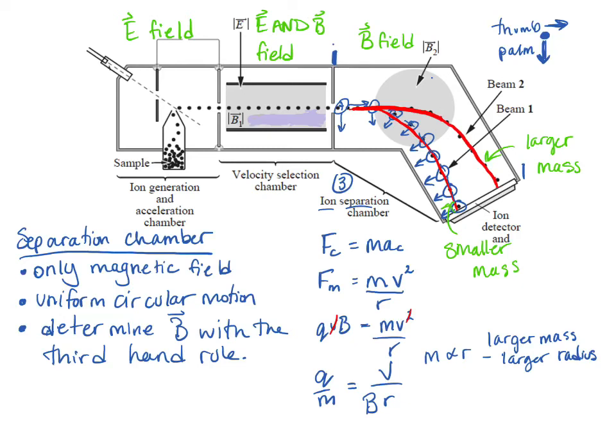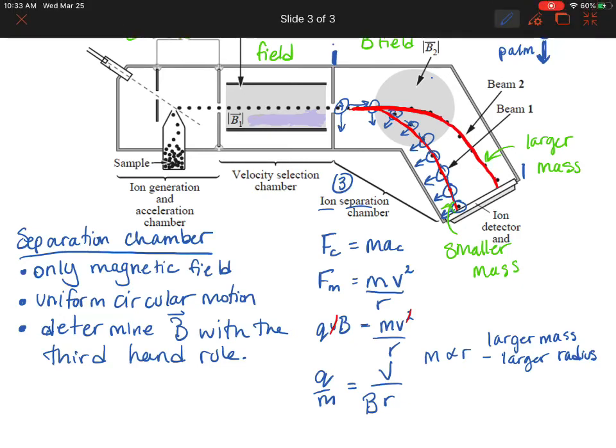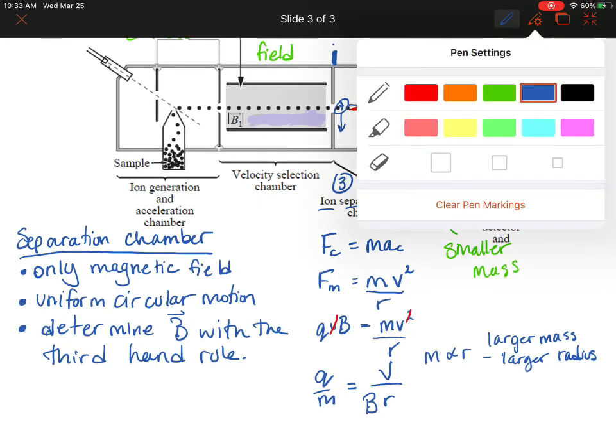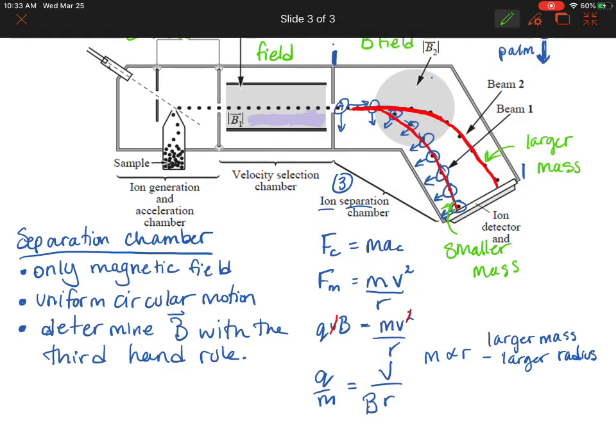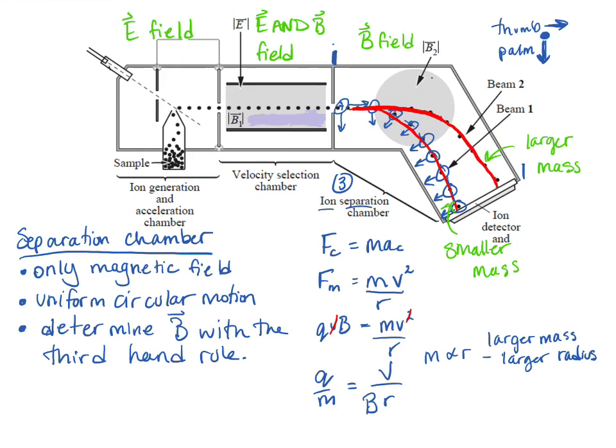So that means that my magnetic field in this velocity selection chamber, or sorry, not the velocity selection chamber, in this bending ion separation chamber is going out of the page. So we draw our little dots here, right? That's like the arrowhead, to tell us that the magnetic field here is coming out of the page.